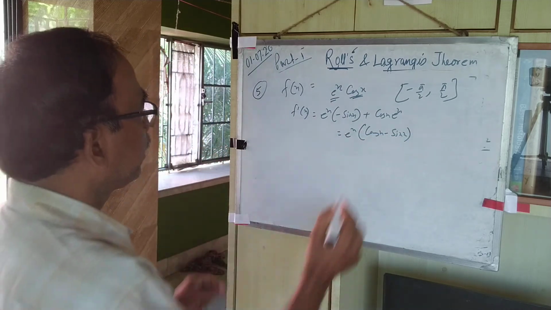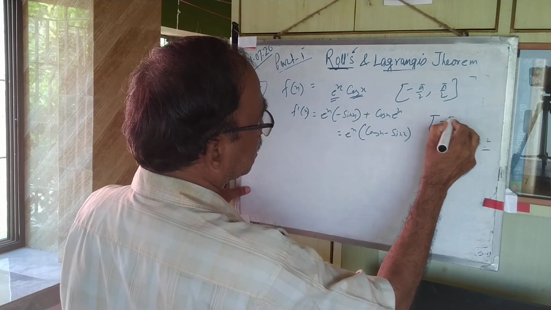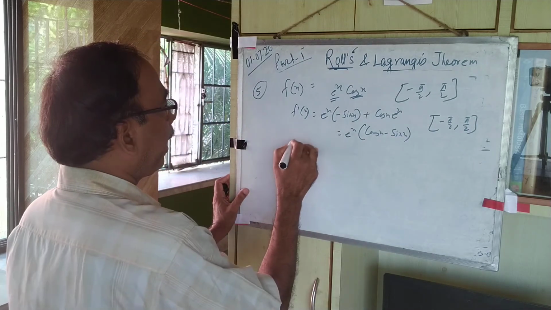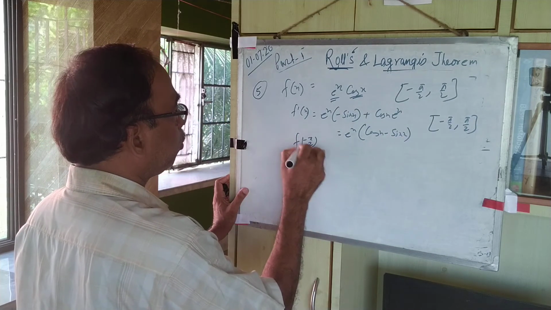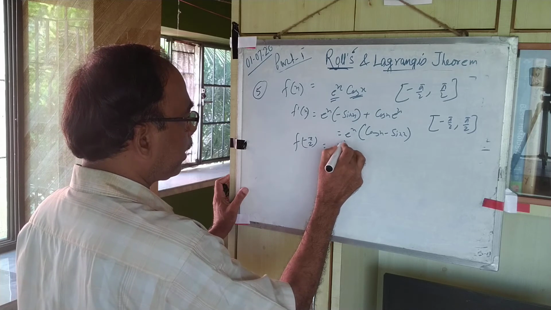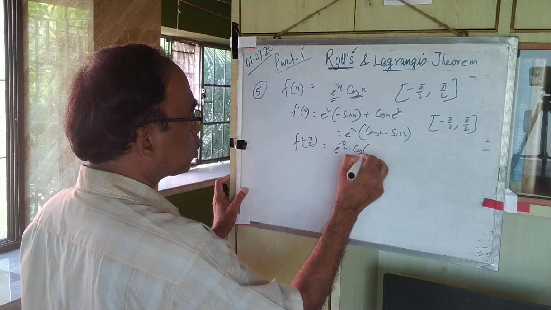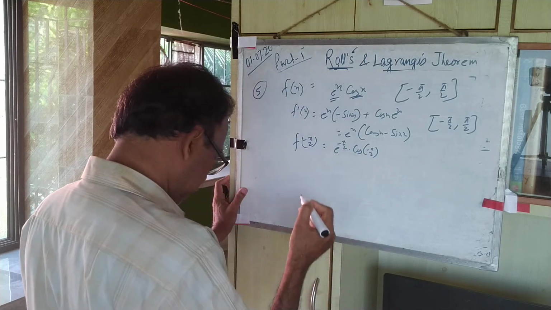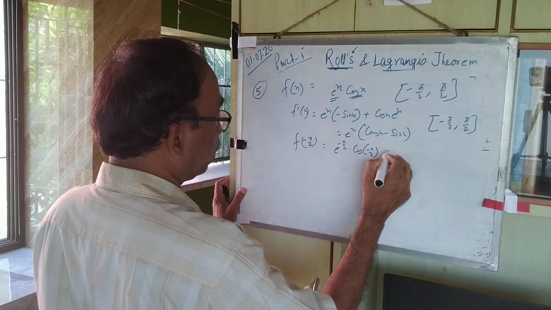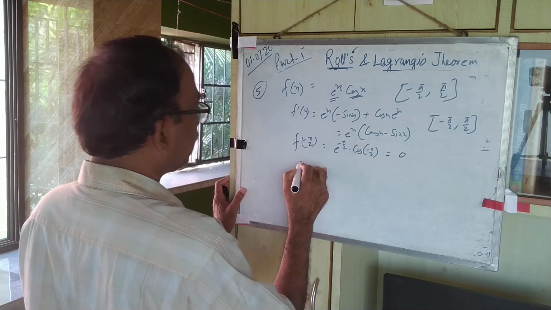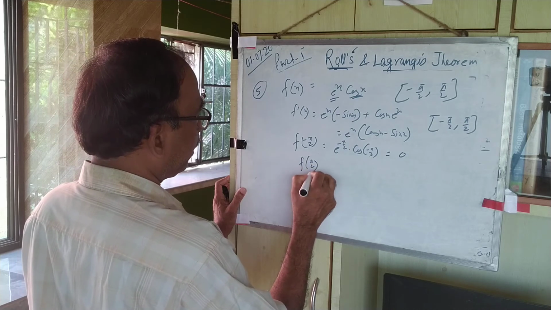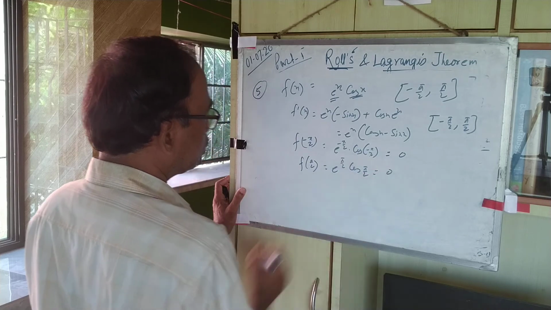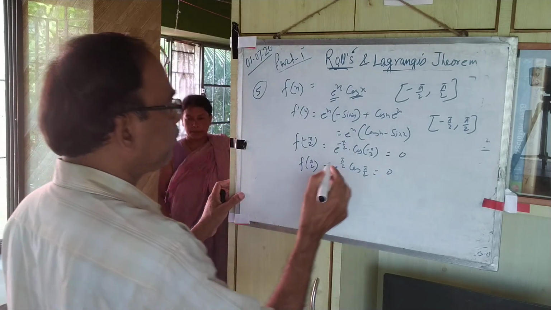It is derivable, and in the interval minus pi by 2 to pi by 2 it exists. And f(minus pi by 2) equals e to the power minus pi by 2 cos of minus pi by 2. Cos 90 is 0, that is 0. And f(pi by 2) equals e to the power pi by 2 cos pi by 2, that is also 0. Therefore, the 3 conditions of Rolle's theorem are verified.